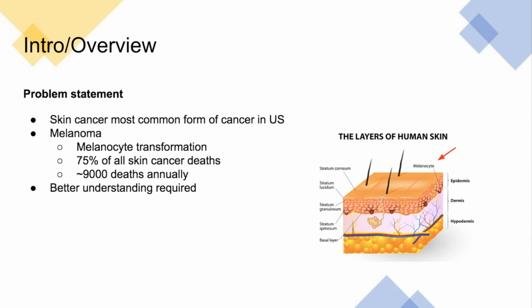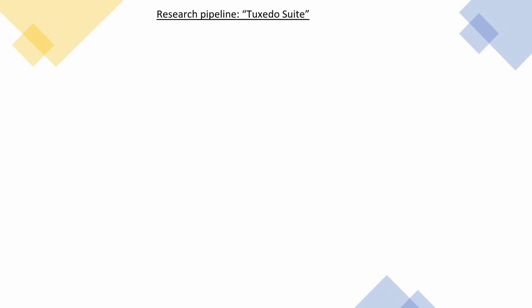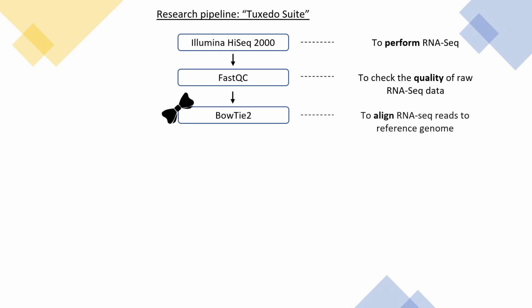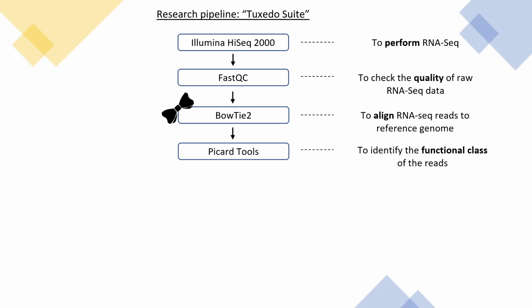Therefore, better understanding of melanocyte function and human skin pigmentation is needed to discover treatment of skin cancer and pigmentation disorders. And now we explain to you this research pipeline, which is called the Tuxedo suite. So first, they use Illumina HiSeq 2000 to perform RNA-seq. Next, they use FastQC to check the quality of the raw RNA-seq data. Next, they use Bowtie 2 to align RNA-seq reads to the reference genome. And they use Picard tools to identify the functional class of the read.